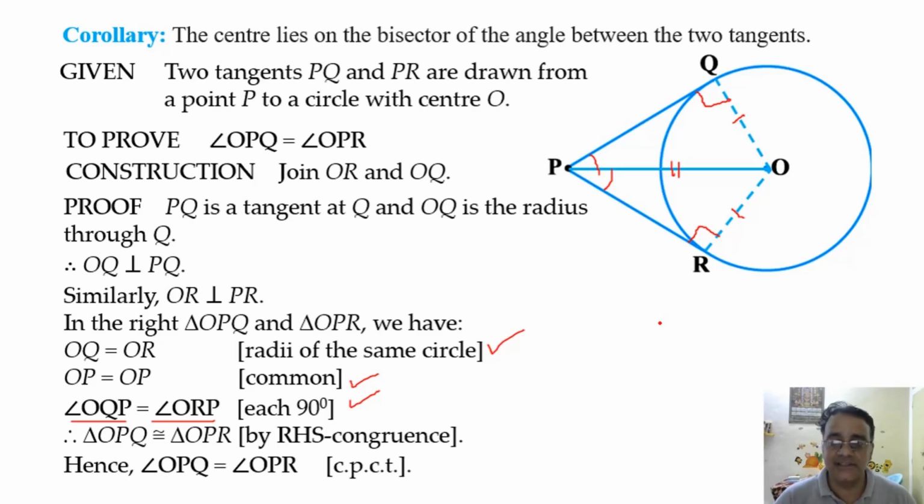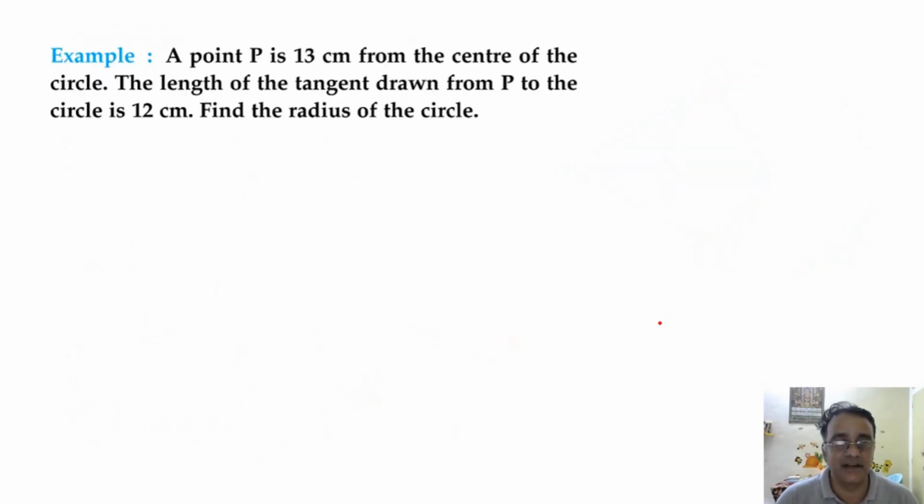Okay. Now we'll see one example. See, a point P is 13 centimeters from the center. The distance of point P from the center is 13 centimeters, and the length of the tangent drawn from point P to the circle is 12 centimeters. And we need to find the radius.